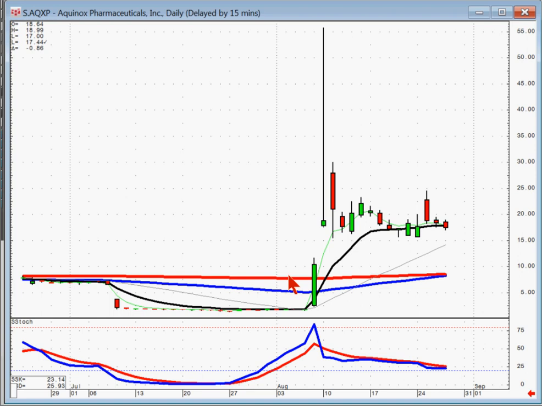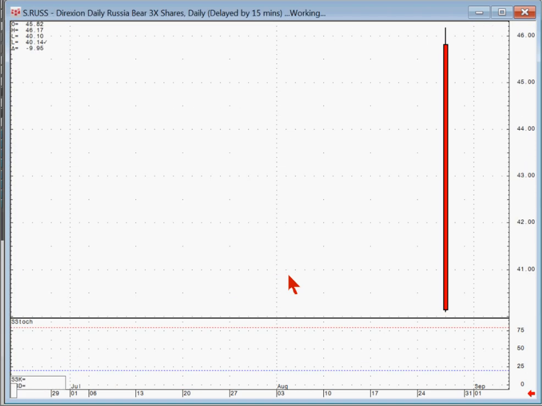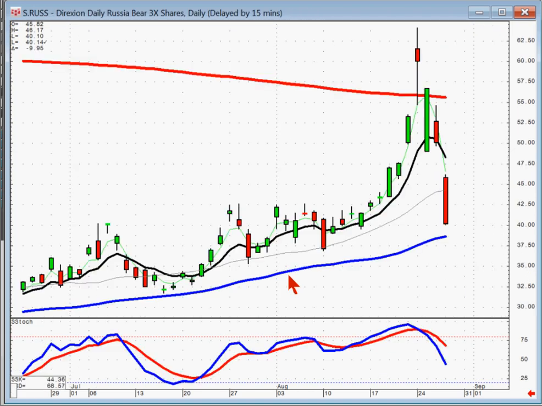Is this the Russia fund? Russia bear fund, it means they're moving up, right? So you stay short on this until you see a buy signal.